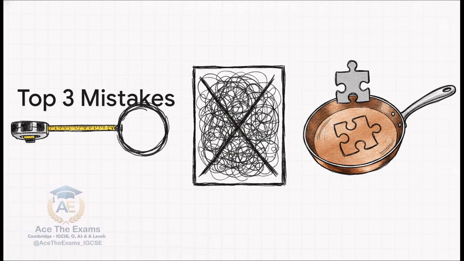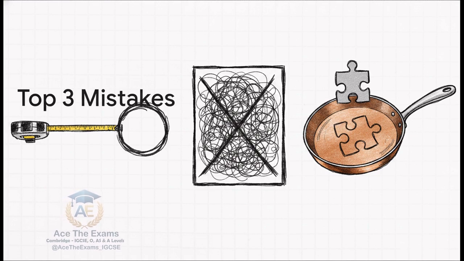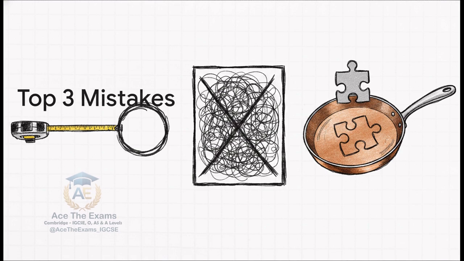Number 2, failing to check presentation. Look, if your handwriting is so messy from rushing that your number 5 looks like a letter S, the examiners simply cannot give you the mark. They won't guess. Number 3, the absolute most common, heartbreaking error of them all, providing non-specific answers.